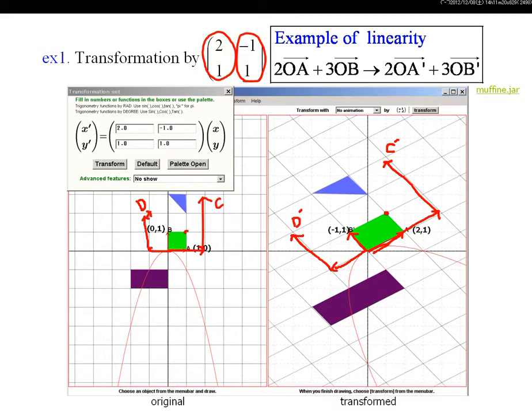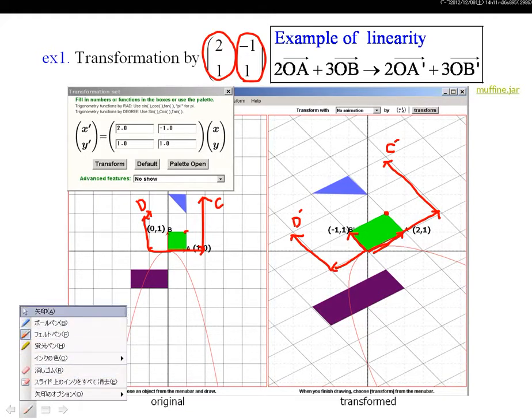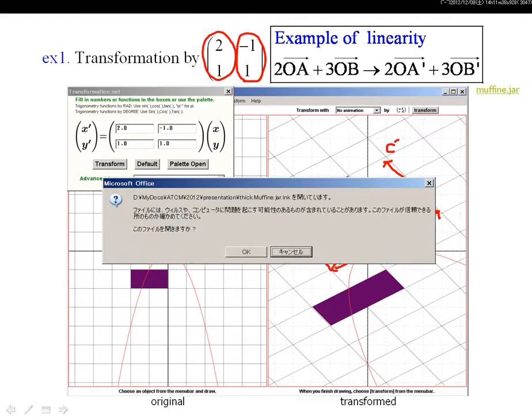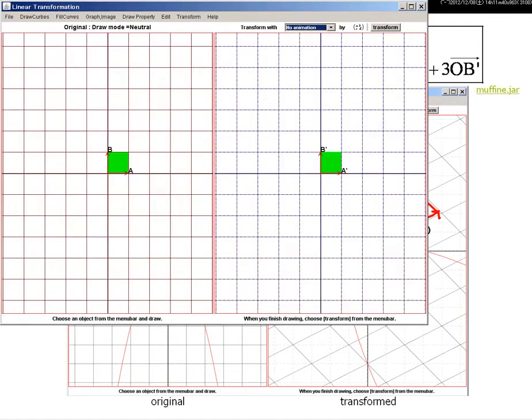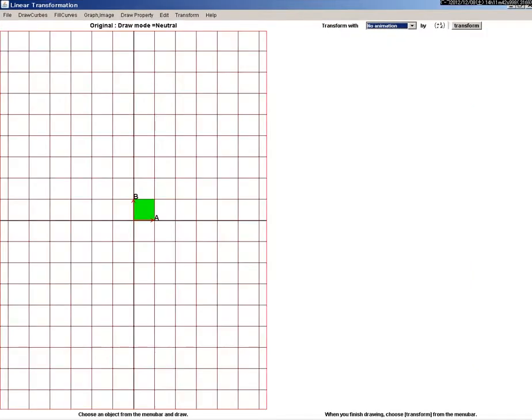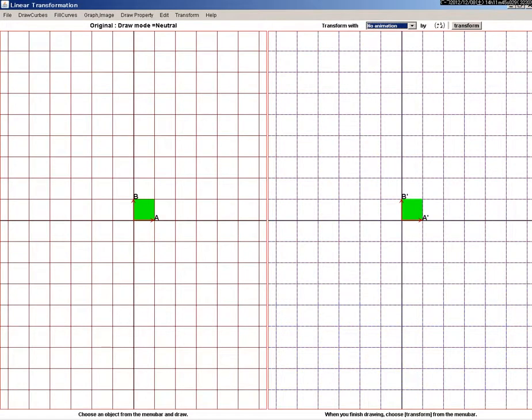So you need grids to learn and teach mathematics, linear transformation, and computer can help a lot because it takes time to write grids on the blackboard. Let's do it. So let's see the transformation by Mr. Muffin.